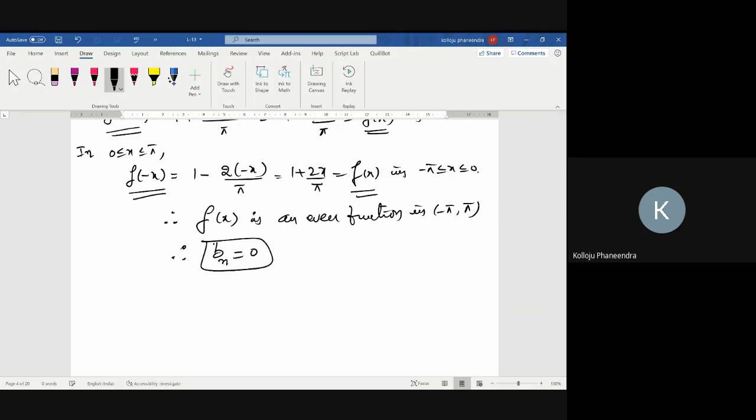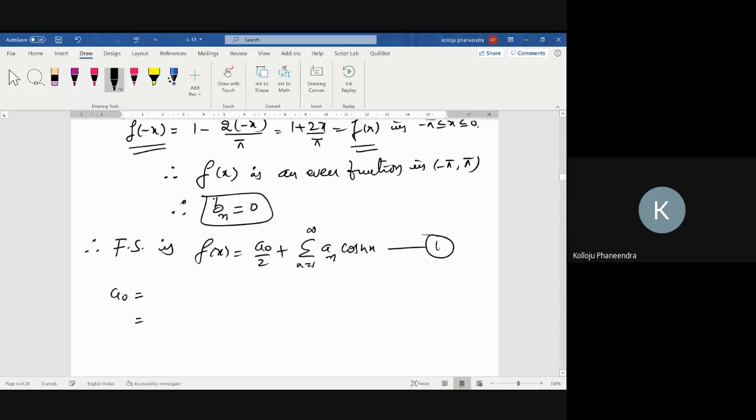bn is 0. Therefore, the Fourier series is f of x equals a naught by 2 plus summation an cos nx, n equals 1 to infinity. Now a naught equals 1 by pi integral from minus pi to pi of f of x dx. Since the function is even, I can write this as 2 by pi integral from 0 to pi of f of x dx.